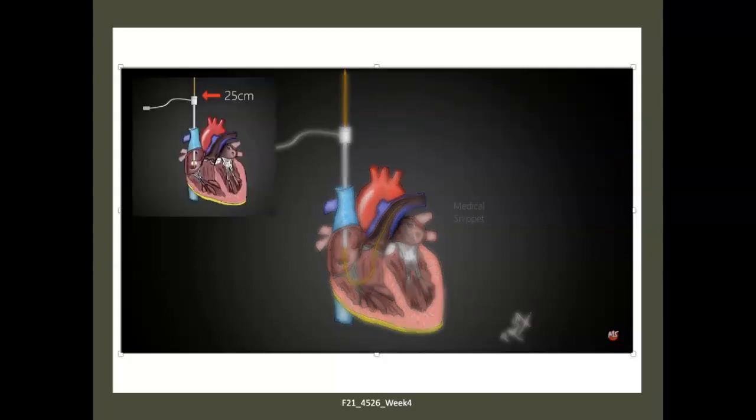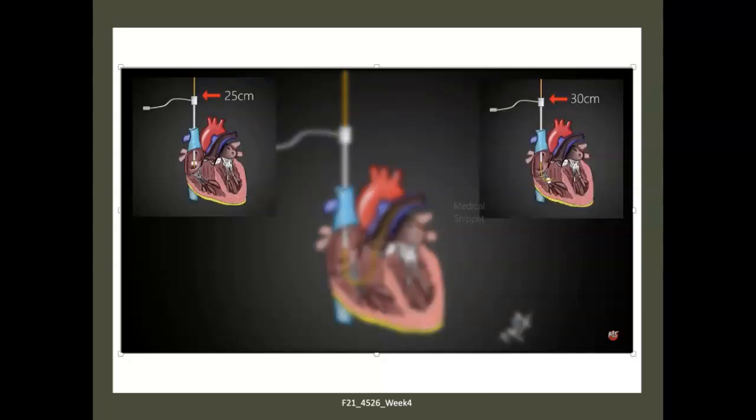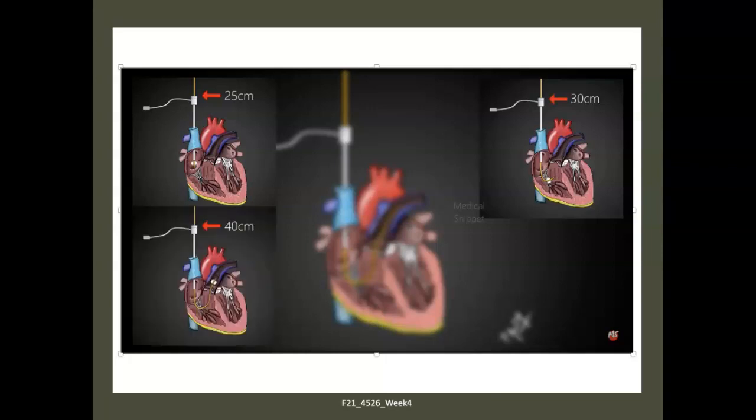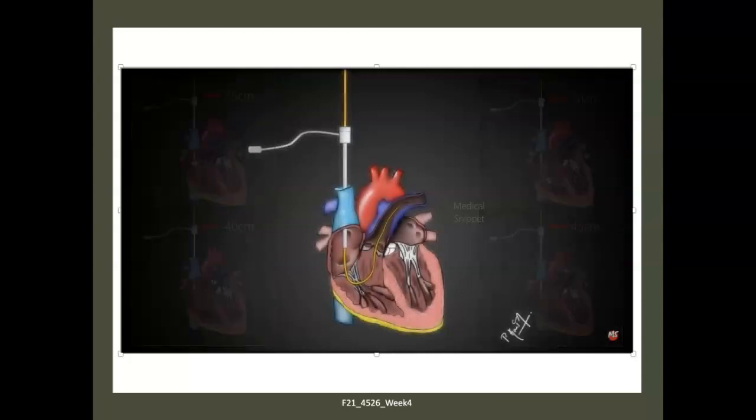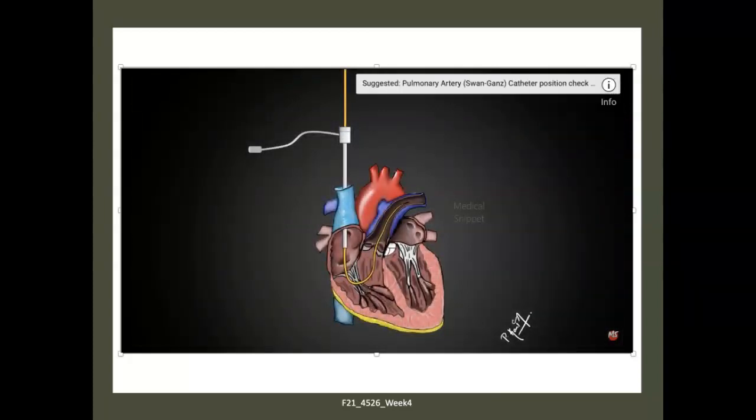Usually the right atrium is entered at 25 cm, the right ventricle at 30 cm, and the pulmonary artery at 40 cm. The wedge pressure can be identified at 45 cm. These are only approximate measurements. Once the procedure is complete, a chest X-ray is taken to check the position of the pulmonary artery catheter.